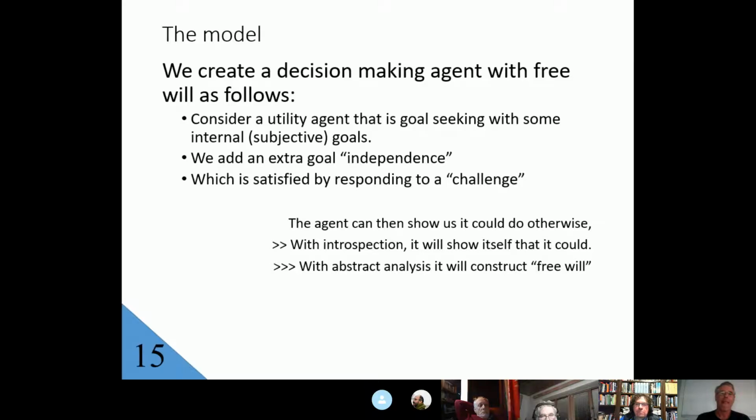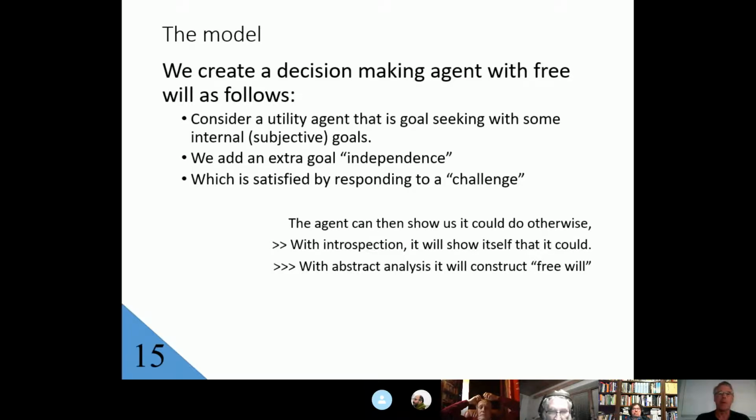So here is my model. We consider a decision-making agent. What I'm looking at in the literature is described as a utility agent, so it's goal seeking. It's got some internal and subjective goals, and we're going to add an extra goal called independence that's satisfied by responding to a challenge. And this agent that we're modeling can show us that it could do otherwise. With introspection, with abstract analysis, it will come to the construction of free will.